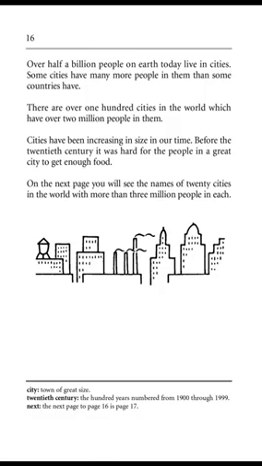Page 16. Over 500 million people on Earth today live in cities. Some cities have many more people in them than some countries have. There are over 100 cities in the world which have over 2 million people in them. Cities have been increasing in size in our time. Before the 20th century, it was hard for the people in a great city to get enough food. On the next page, you will see the names of 20 cities in the world with more than 3 million people in each.